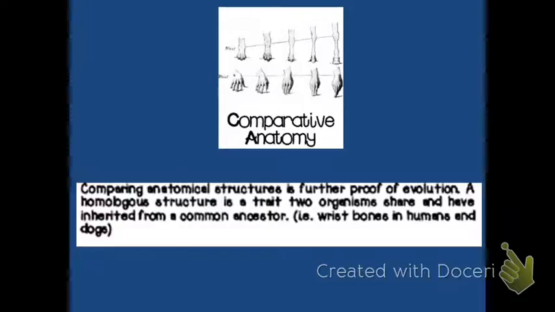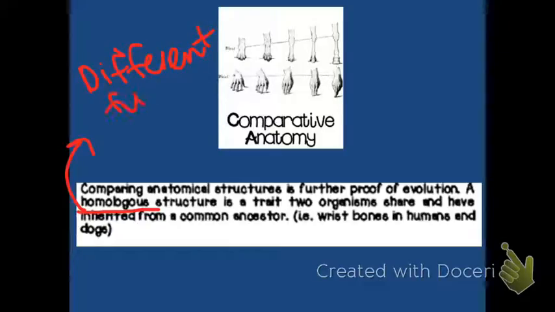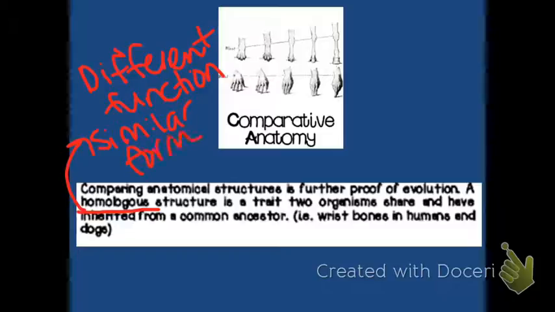So a homologous structure, you need to add this to your notes, means that it has a different function but a similar form. Okay, so homologous structures are going to look alike, but they're going to do a different job for that organism.